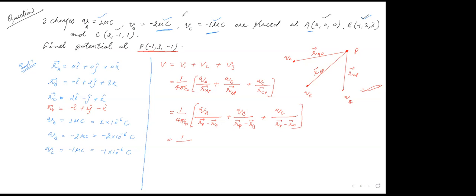In the next step, we can write 1 over 4 pi epsilon naught as 9 into 10 raised to the power 9. Is it clear? What is your QA? QA is 1 into 10 raised to the power minus 6 over... What is RP? RP is this, minus i. Sorry, this is a very big equation. So first of all, note it down till here. Then the remaining part we will solve on the next page. Are you clear? Note it down please till here. Yeah, it may take a big space.